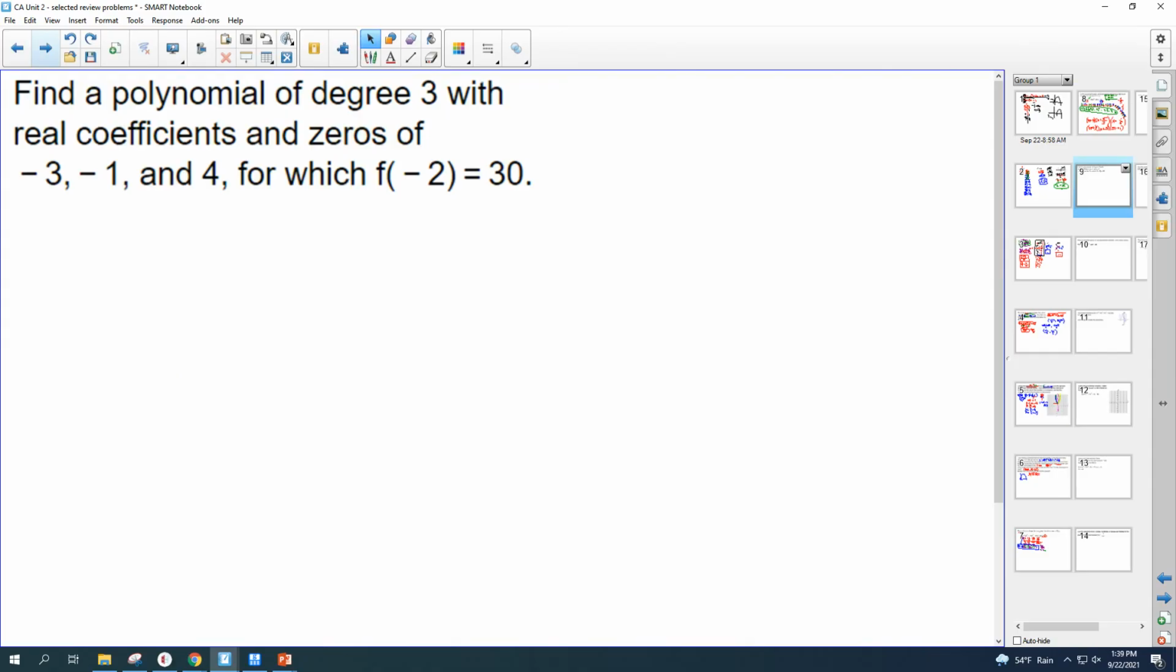Next question. Find a polynomial of degree 3 with real coefficients and zeros at this, for which f of negative 2 equals 30. I think the first half of this problem is fairly simple. We're looking at 3 zeros. So you should be able to tell me that that corresponds with factors x plus 3, x plus 1, and x minus 4.